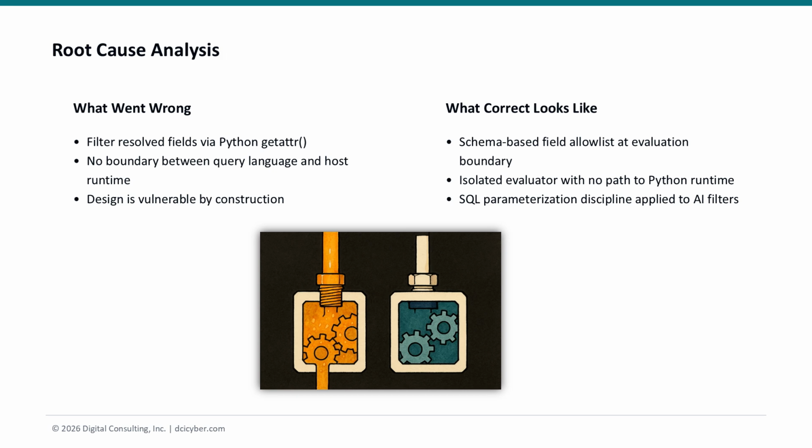On the right, what correct looks like. First, a schema-based field allow list at the evaluation boundary. Validate every caller-supplied token against a static, developer-authored set of valid field names before it reaches any evaluator. Second, an isolated evaluator with no path to the Python runtime, a purpose-built parser whose grammar is limited to schema fields and comparison operators. Third, apply the same SQL parameterization discipline to every AI agent filter and query API. The invariant, a caller's ability to name a field, must not be equivalent to accessing the Python runtime's object model.